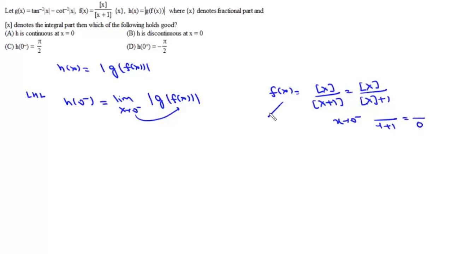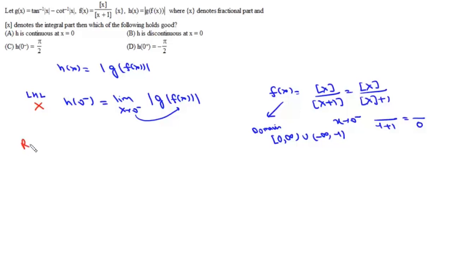So for this function f(x), domain is defined from 0 to infinite union minus infinite to minus 1. So in the left neighborhood of 0, this function f(x) doesn't exist. That means this function g of f(x) will also not exist. So for this function h(x), this left hand limit is not possible.